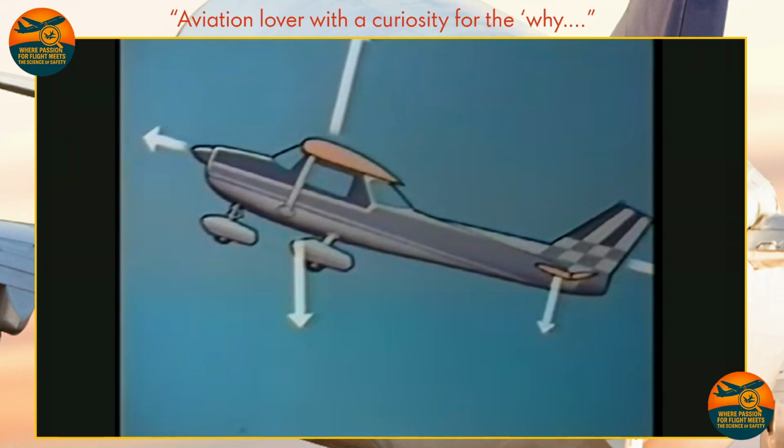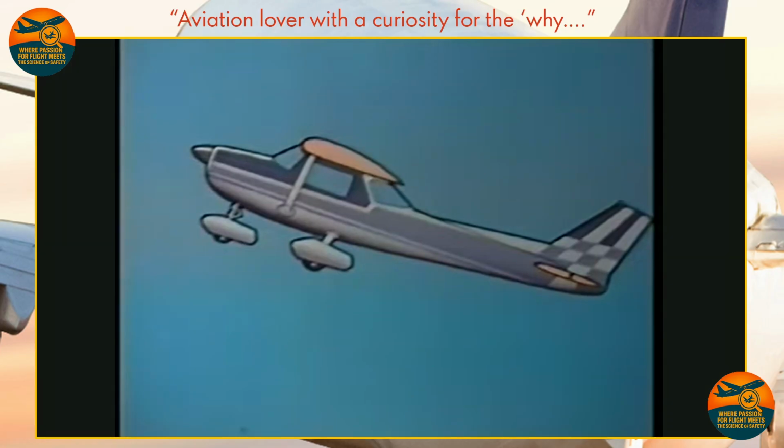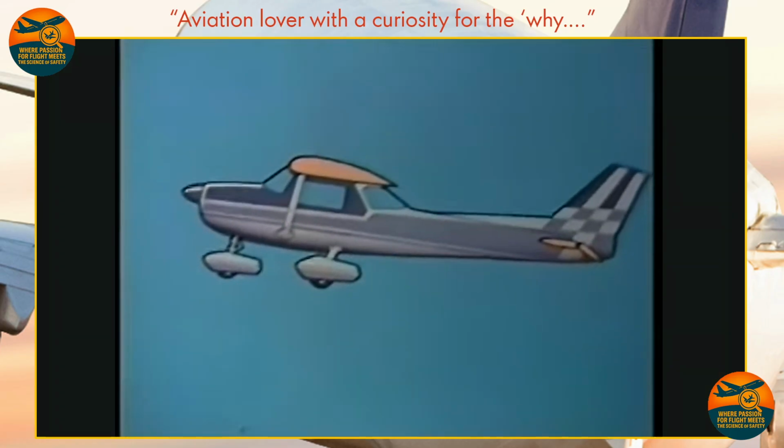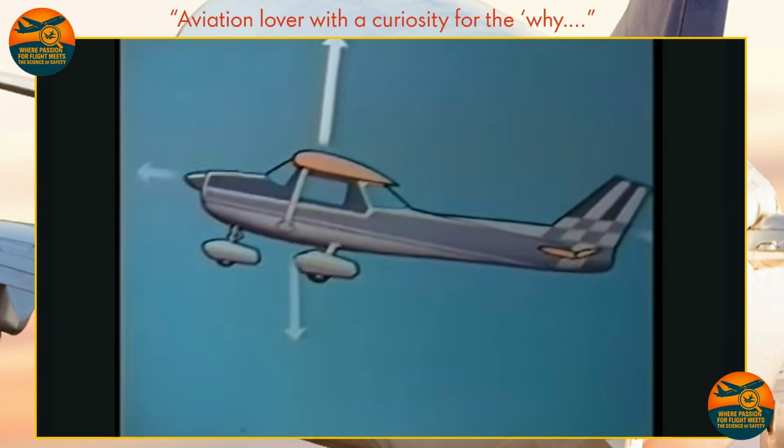Once established in the climb, the elevator returns to neutral, lift is reduced to balance the component of weight acting at right angles to the flight path, and thrust must be increased to balance aerodynamic drag plus the component of weight acting backwards down the flight path. So the controls are used in this case to change the flight path from level to climbing flight by a controlled increase in lift at rotation.